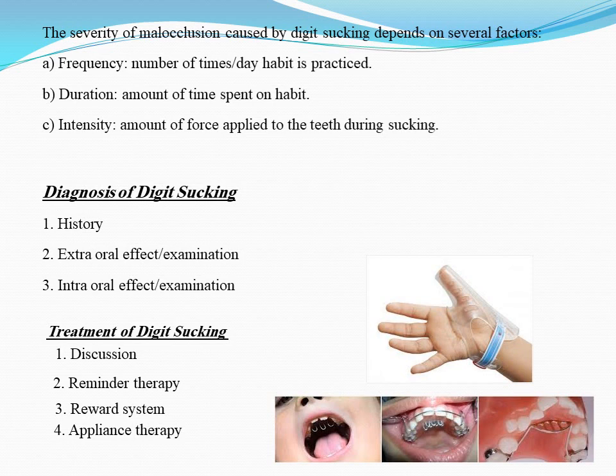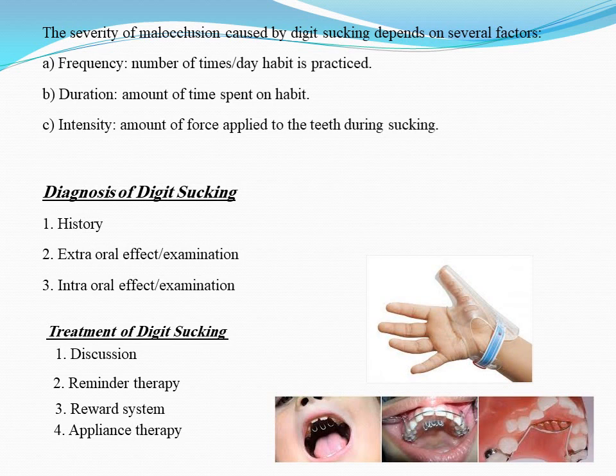Number three, reward system. If the reminder approach fails, a reward system can be implemented that provides a small tangible reward daily for not engaging in the habit. In some cases, a large reward must be negotiated for complete cessation of the habit. Number four, appliance therapy. Either removable appliance with the tongue grid, or fixed appliance like the crib or maxillary lingual arch with the palatal grid.